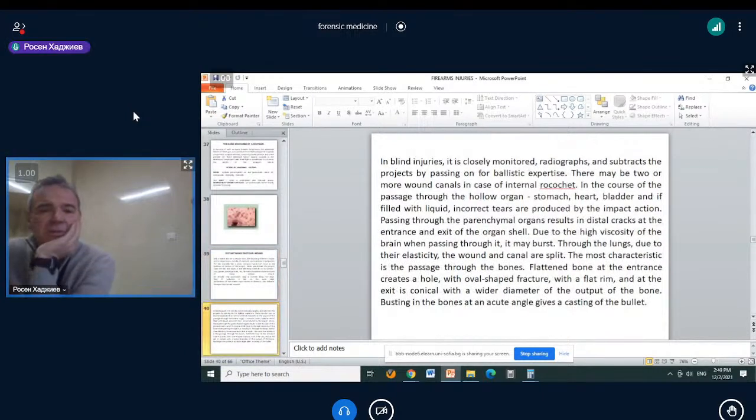In blind injuries, it's closely monitored. If they are closely monitored, radiographs and subtracts the projectiles by passing on for ballistic expertise. Anytime we have to take out the projectile very carefully, not to damage it, we use gloves and take it out very carefully and give it to the laboratory to perform ballistic expertise. It's a mistake, ricochet.